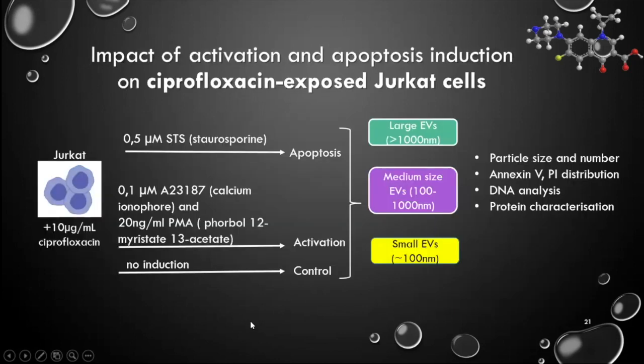So to go deeper into the potential reason for the DNA being on the surface of the vesicles, the authors used Jurkat cells under ciprofloxacin treatment with activation, with apoptosis, and with no induction, to isolate large, medium, and small EVs, to see whether there were changes during this physiological procedure. So they analyzed the particle size and number, annexin V PI distribution, DNA, and the proteins.